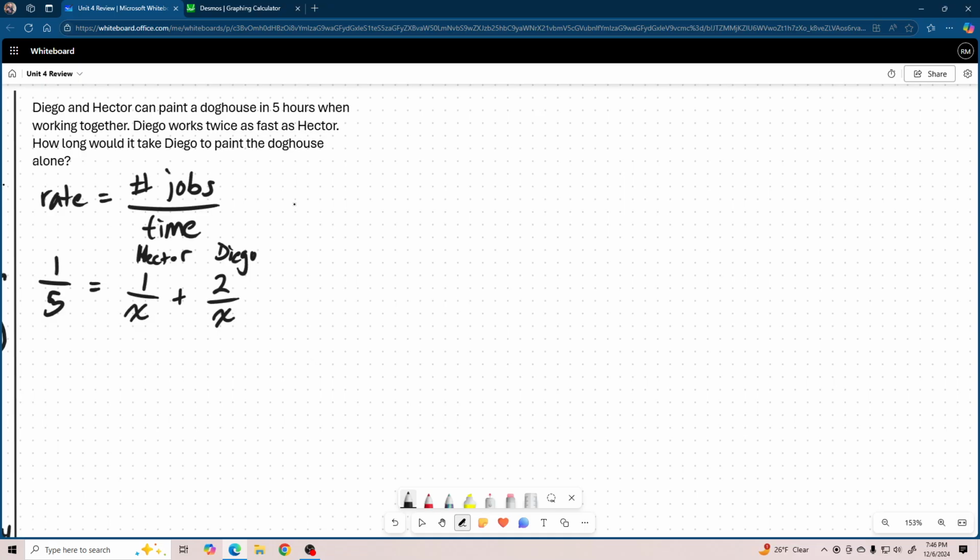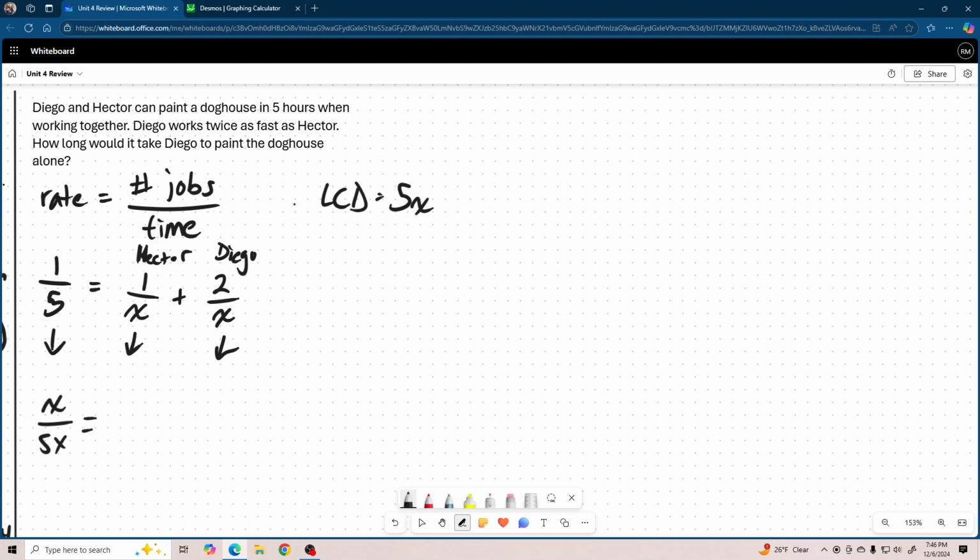So let's just do this. Let's find the LCD first. Our LCD in this case is just going to be 5x because we just multiply everything together. So let's turn each of these fractions into something with the same denominator. Here we have a 5 in the denominator. We need to multiply it by x. So we're going to multiply the top and bottom by x, and we're going to get x over 5x.